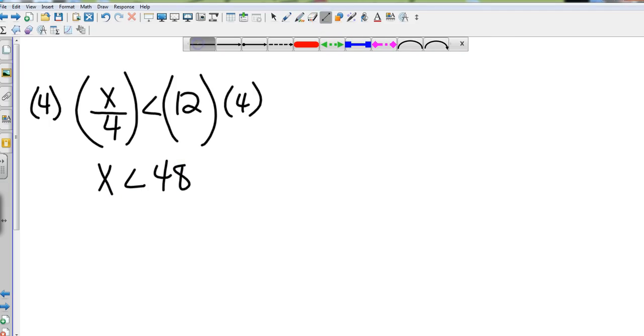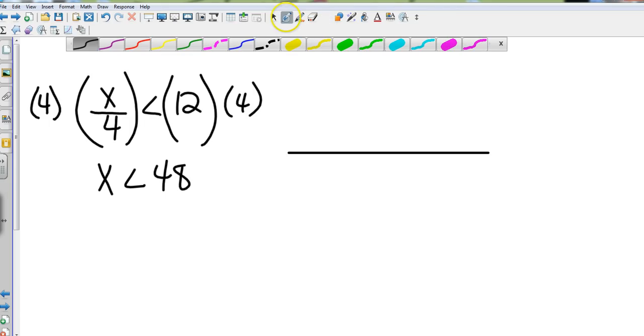Again, if we had to put that on a number line, I don't want you drawing 0 to 48, so just real simple. Here would be 0. There's 48. There's negative 48, just giving me a reference point. And so that's less than, so that's an open circle with an arrow to the left.